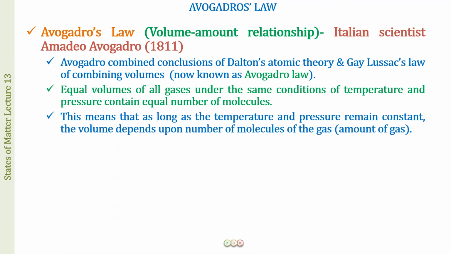This means that as long as the temperature and the pressure remain constant, the volume of a gas depends upon the number of molecules of the gas, or the amount of the gas. The more the number of molecules or the amount of the gas, the more the volume.